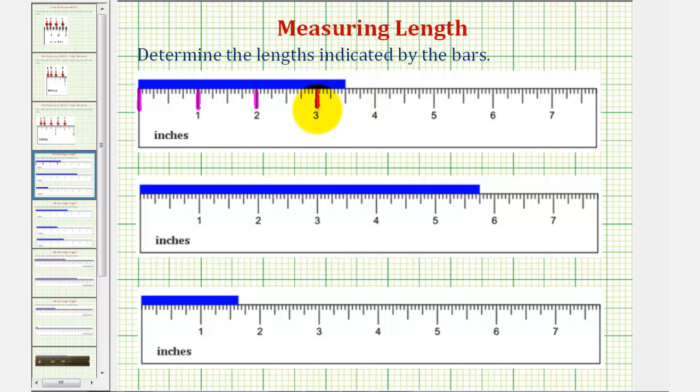So let's partition the length from 3 inches to 4 inches into smaller pieces. If this is 1 inch from 3 to 4 inches, if we cut it in half, we divided this inch length into 1/2 inch partitions. And now we can see the exact length would be 3 and 1/2 inches.